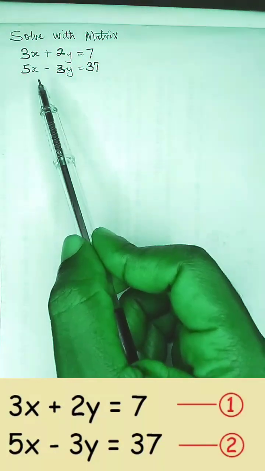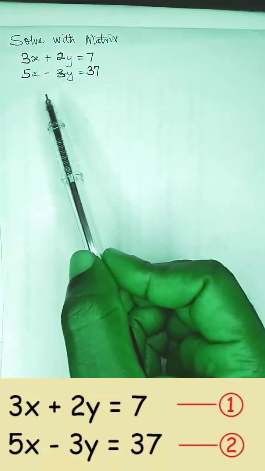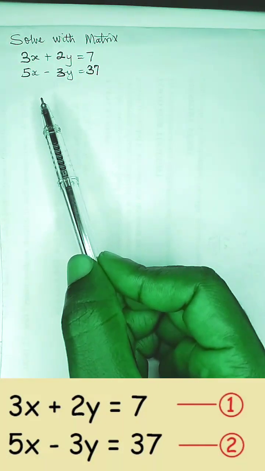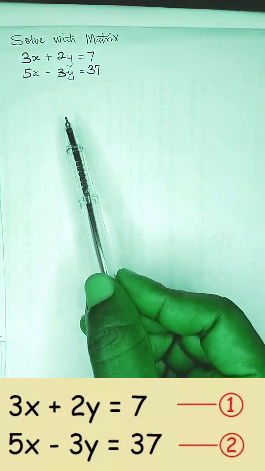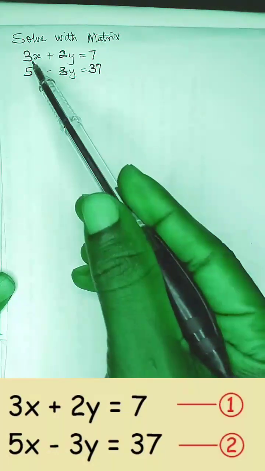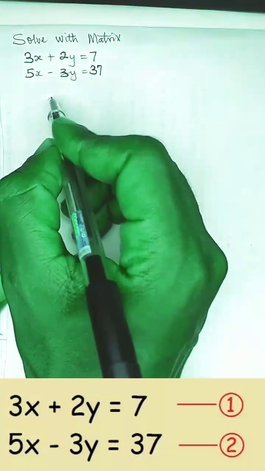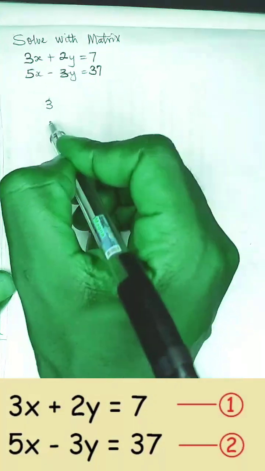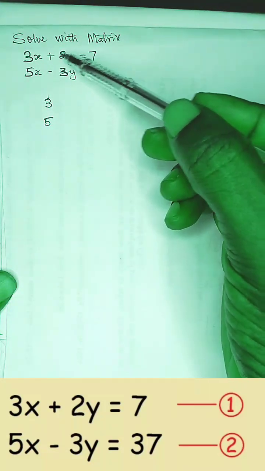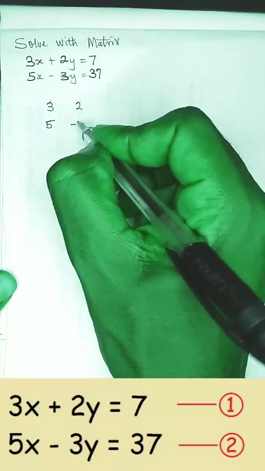We want to see how we can solve these two simultaneous equations using matrix, specifically using the Cramer's rule. So what we are going to do first is to pick out the coefficients of x and y. Take note of that. The coefficients of x here are 3 and 5, so I'm going to write 3, 5. The coefficients of y here are plus 2 and minus 3. So I have plus 2 and minus 3.